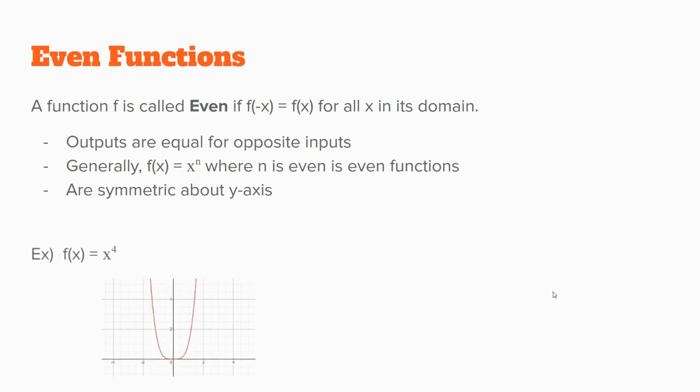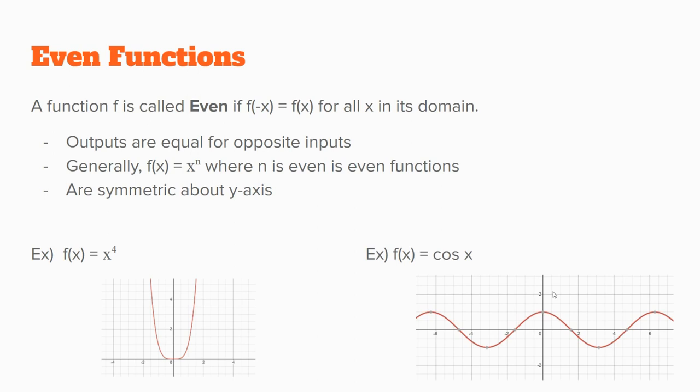So for example, f(x) equals x to the 4th. This is the graph, and we can see that it's symmetric about the y-axis. The next one is cosine x. We can also see that cosine x is symmetric about the y-axis.